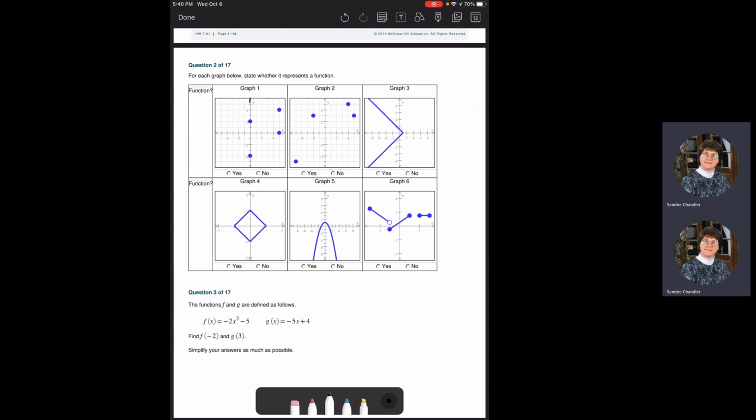So if we were to draw a vertical line on this first graph, we cross 2 points. So it says that when x is 0, you have the point 2. You also have the point 0, 4, -4. Also over here, you cross 2 points on a vertical line. So this is not a function. There's 2 y's for one x value. It's called the vertical line test.